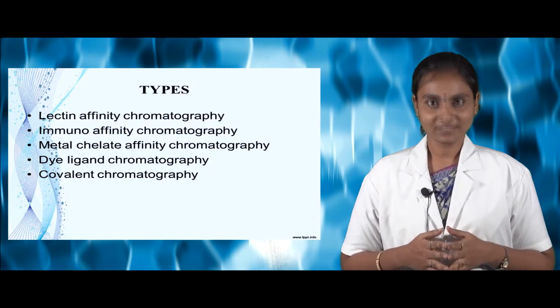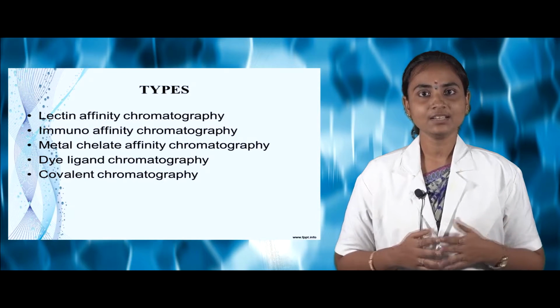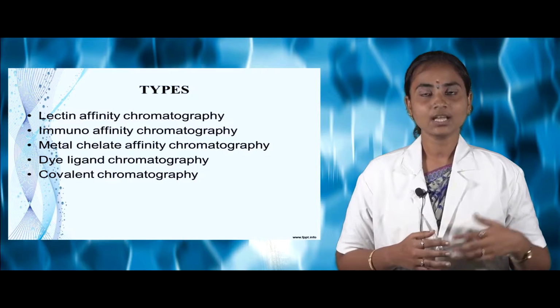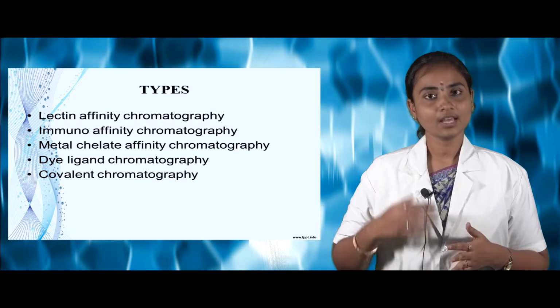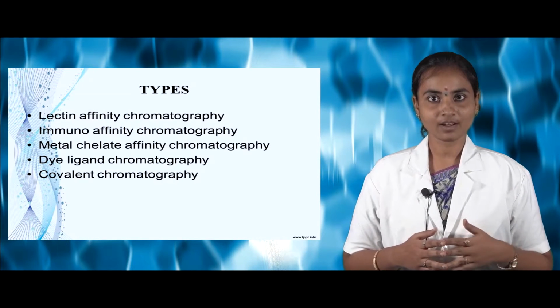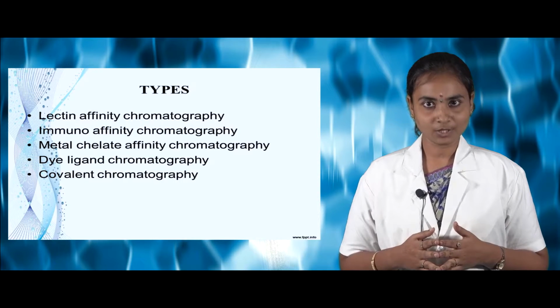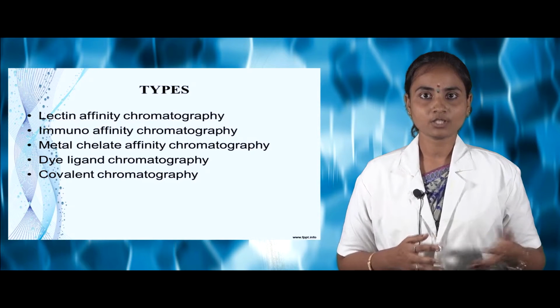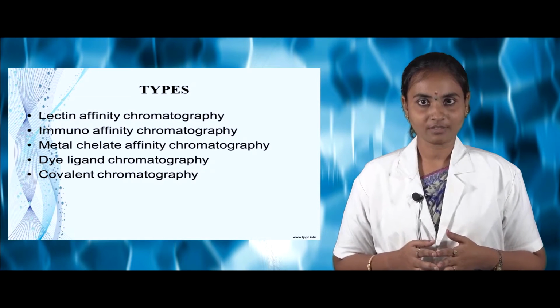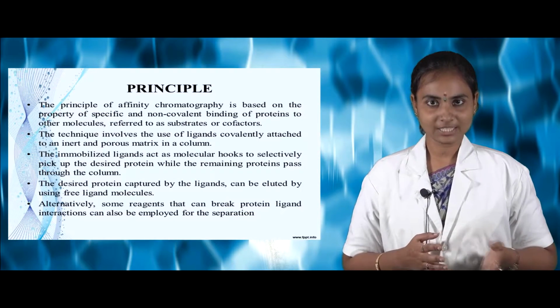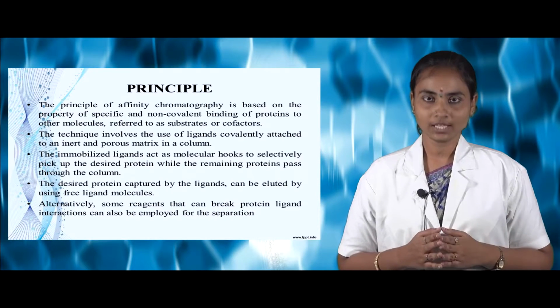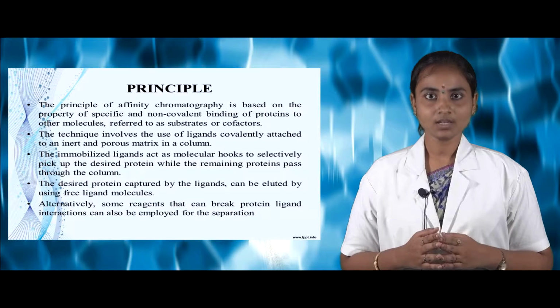Coming to the types of affinity chromatography, there are several specific types. These include lectin affinity chromatography, immunoaffinity chromatography, metal chelate affinity chromatography, di-ligand affinity chromatography, and covalent affinity chromatography.